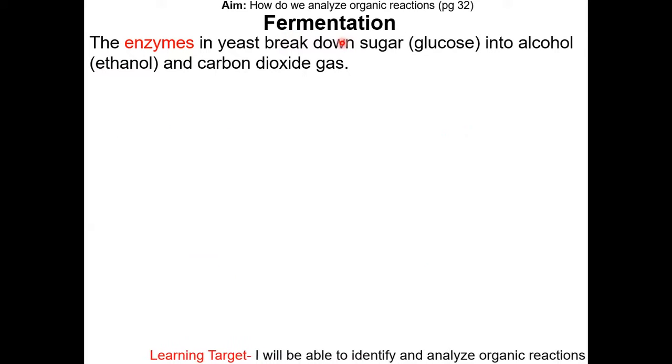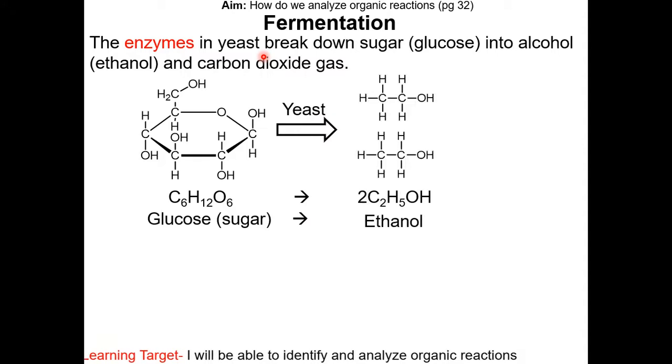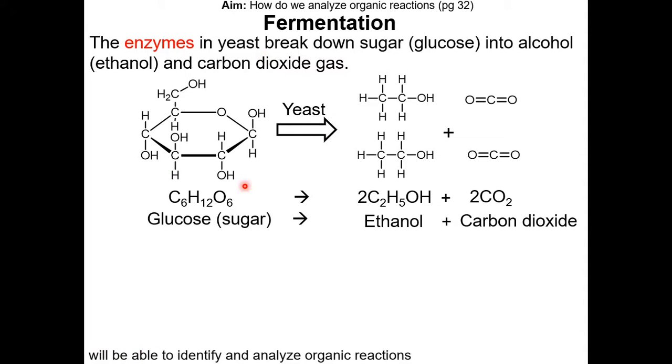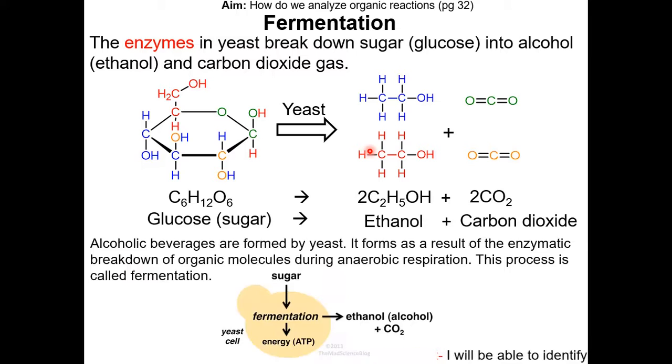In fermentation, the enzymes in the yeast break down the sugar into alcohol and carbon dioxide gas. In this example, glucose is the sugar and ethanol is the alcohol. The enzymes in the yeast serve as a catalyst which breaks down the sugar into 2 ethanol and 2 carbon dioxide molecules. The atoms are color-coded so that you can see that the law of conservation of mass is observed.